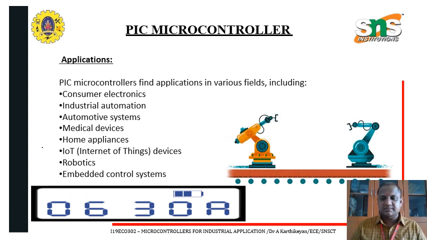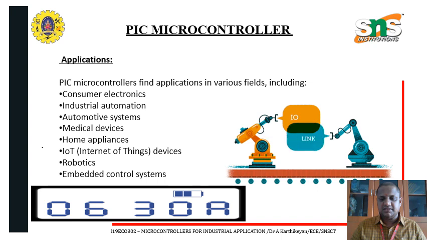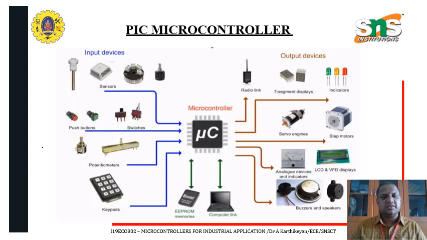As a production unit, we can use the embedded microcontroller. This IO system we can interconnect and link. So this is the timeline chip we can use, and then IoT and robotics and all; we can use these real-time applications of the PIC microcontroller.